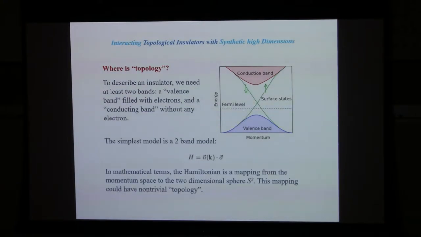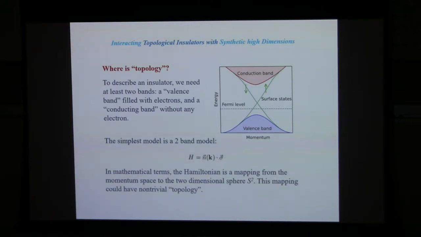And for the simplest situation where there are only two bands, one is the valence band, which is filled, and one is the conduction band, which is not filled, we can write down a very simple two-band model, which looks like this, okay? So the two-band Hamiltonian is a mapping from the momentum space to a target space, and the target space, this n vector, topologically can be viewed as a sphere.